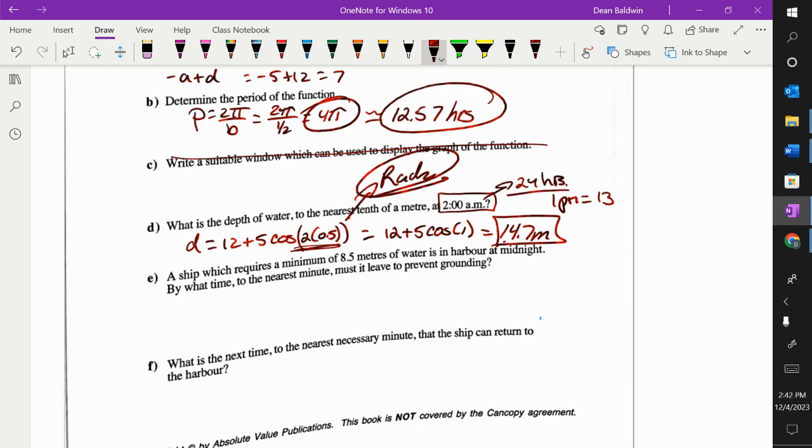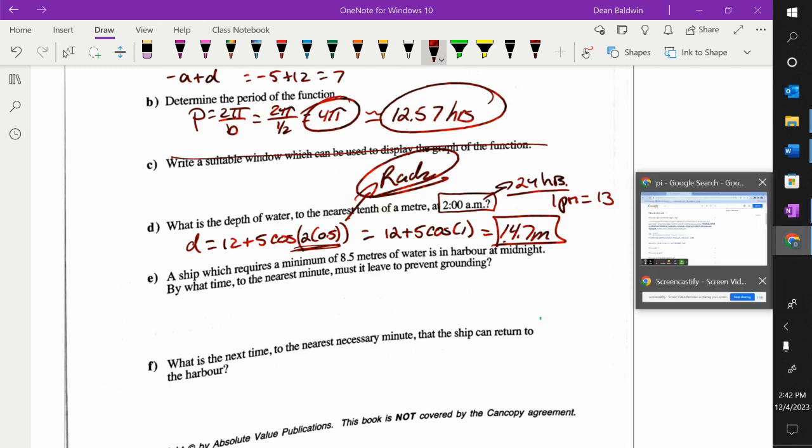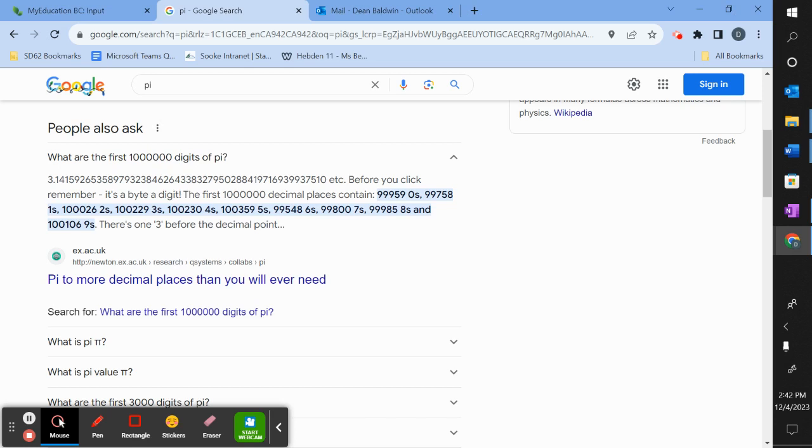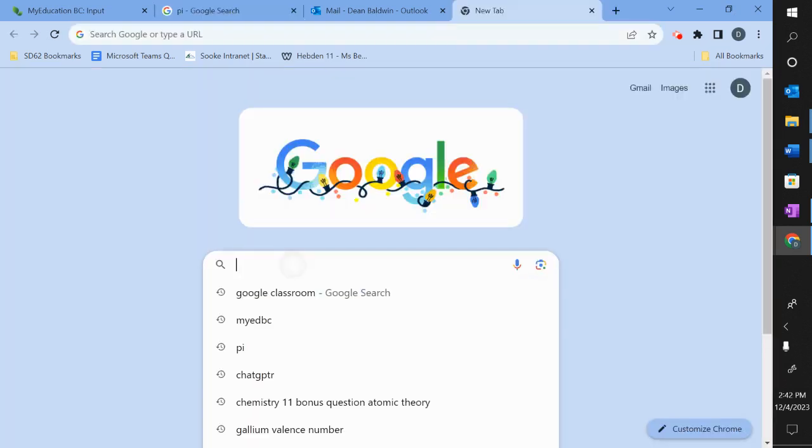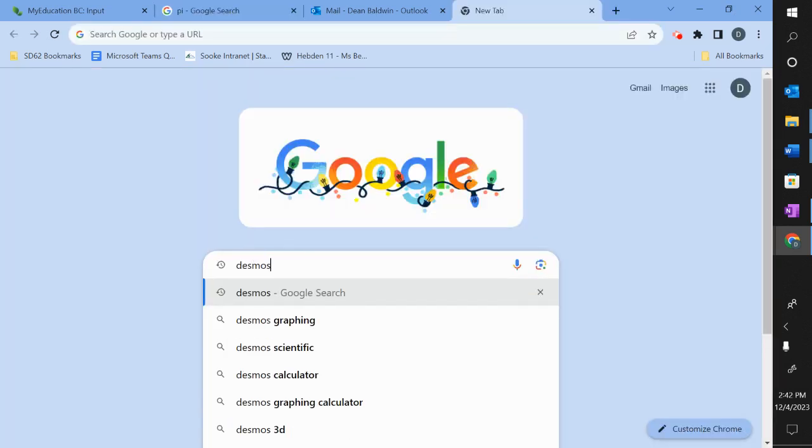So a ship requires a depth of 8.5 meters. Okay, so everybody pull out their phone and go to Desmos, please. The dreaded Desmos. You won't have to do it on the test. I will provide the graph and stuff, but I will ask you questions around this.